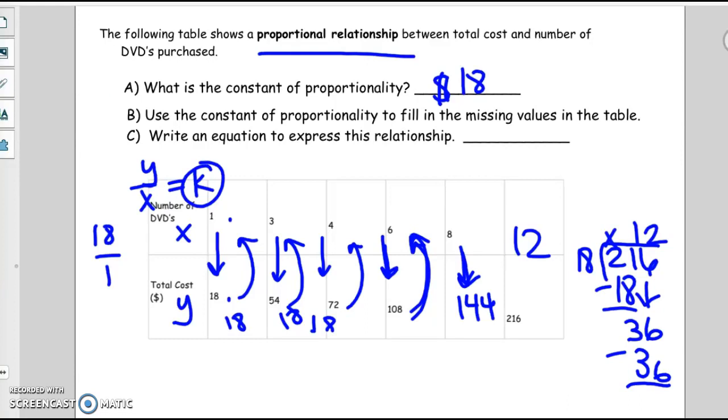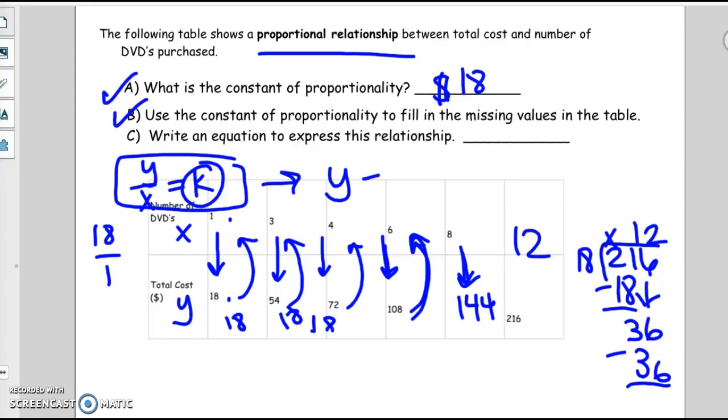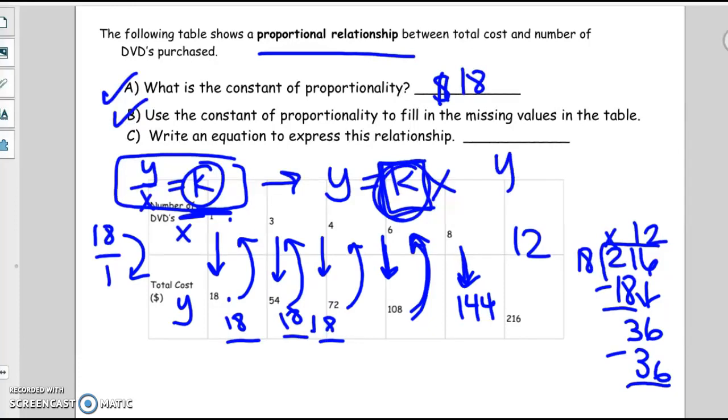Part C, so we've done part A. You've done part B. Part C says to write an equation to express this relationship. We talked about how we use your constant of proportionality to write the equation. Y equals Kx will always be what your equation looks like, where K is your constant. Well, what did we figure out when we did Y divided by X? Well, we figured out our constant was 18. So my equation, I'm literally replacing this K with 18. So my equation is Y equals 18X.